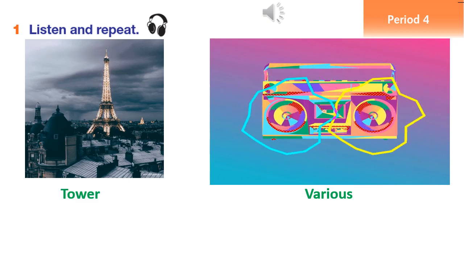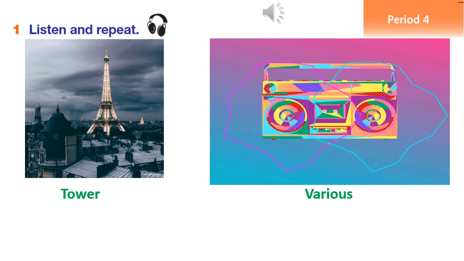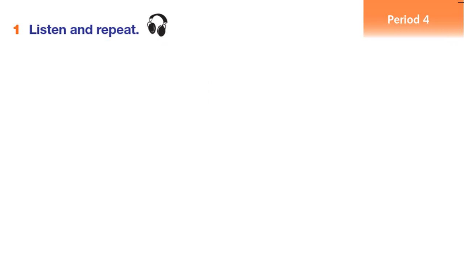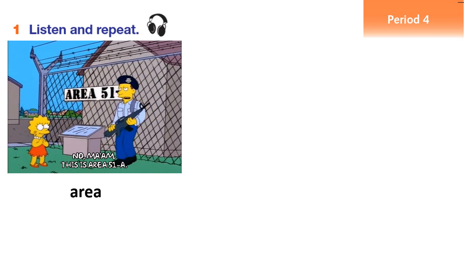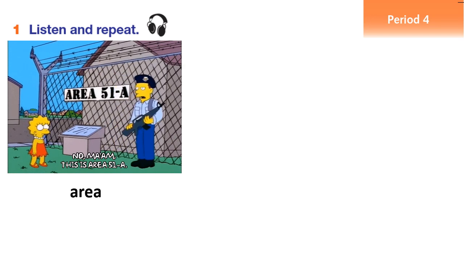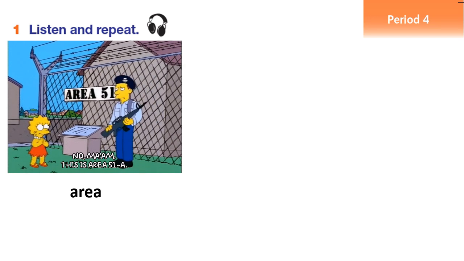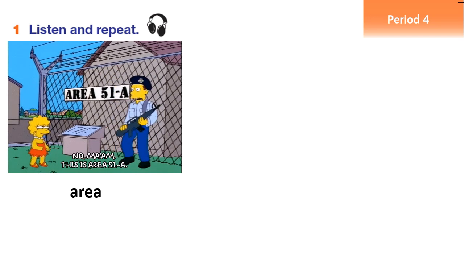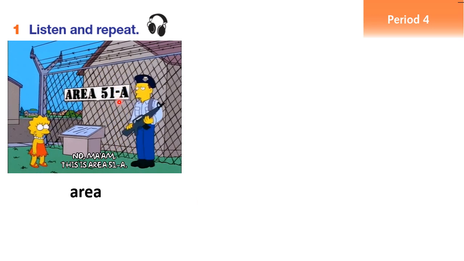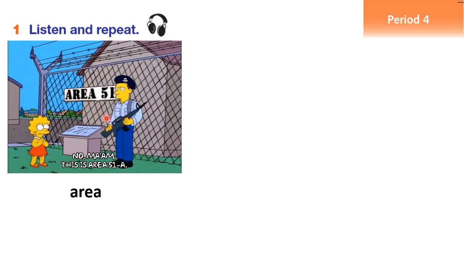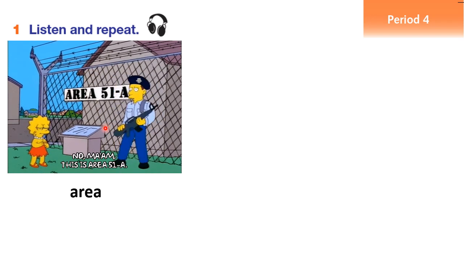Now let me read and you should repeat. Try to guess the meaning using the picture, okay? First picture, area. Area. And as you see, the police officer says to the woman, this is area 51A. And it is written here, area 51A. So what is the meaning of area? Area. Thank you very much. Area means منطقة.